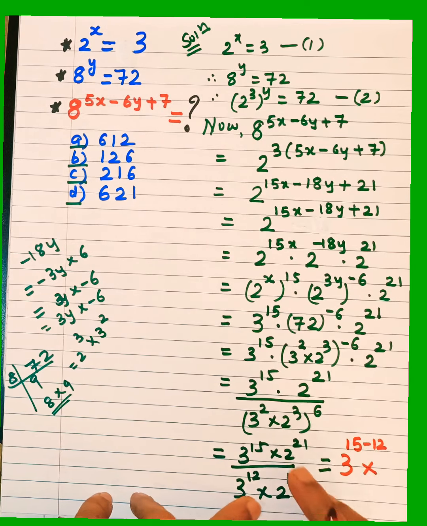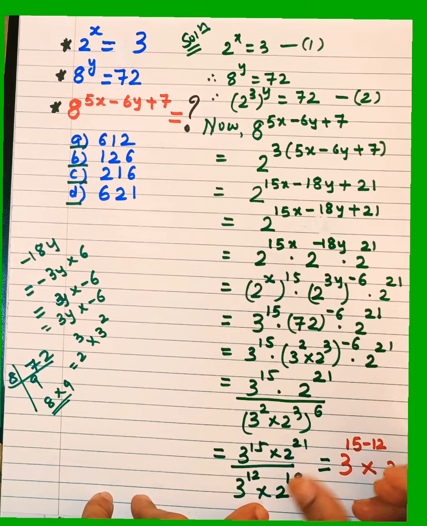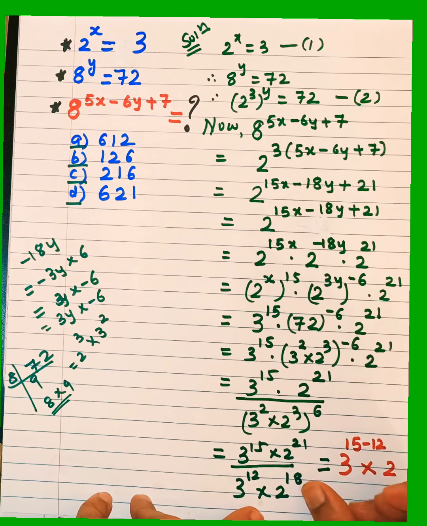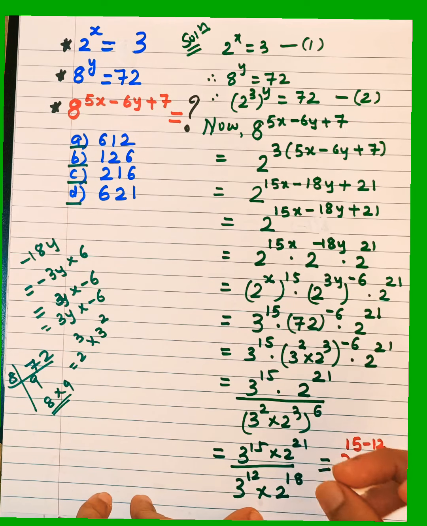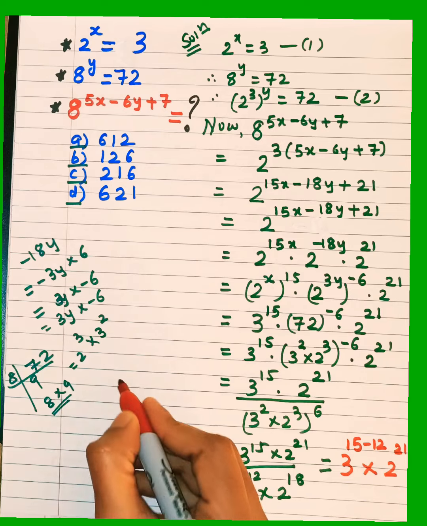Into, now 2 and 2, again bases are the same, and they are in division, they are in fraction. So we will subtract the powers. This is the rule, that if the bases are the same and they are in division, then the powers need to be subtracted. So 2 raised to 21 minus 18. I hope it is clear. 21 minus 18.